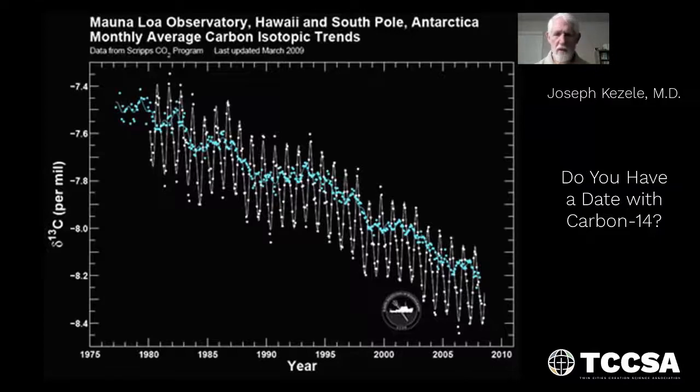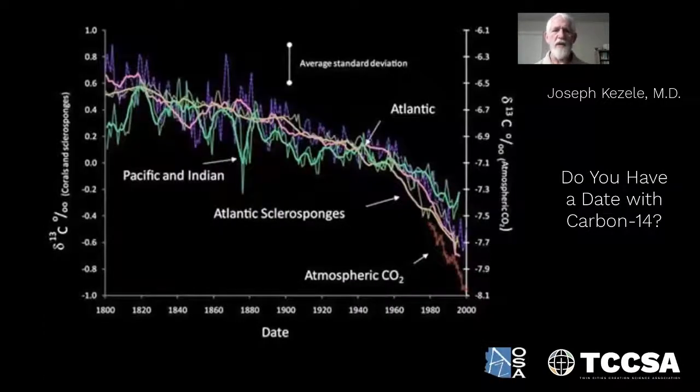distribution of the carbon-13. And also, it's the same thing that's going on in various oceans with corals and other aquatic organisms in the oceans, as well as in atmospheric CO2. They're seeing decrease in carbon-13 as well. So they're showing that indeed these ratios are not constant.